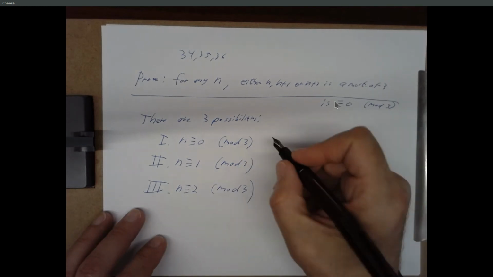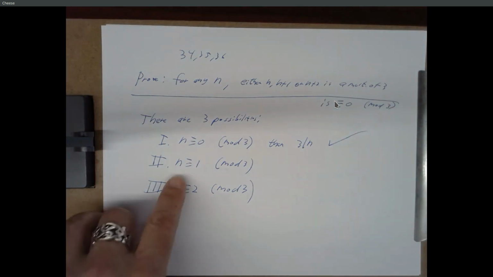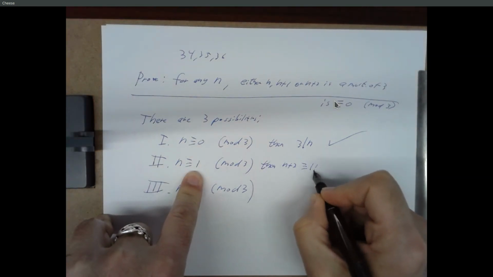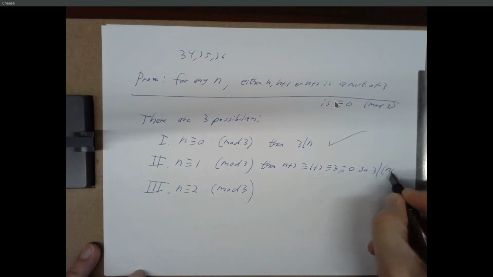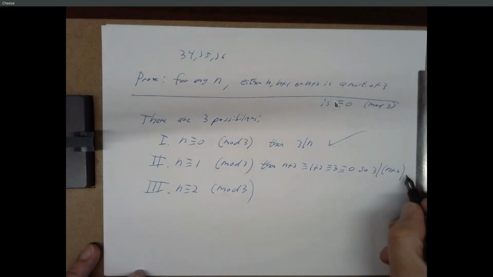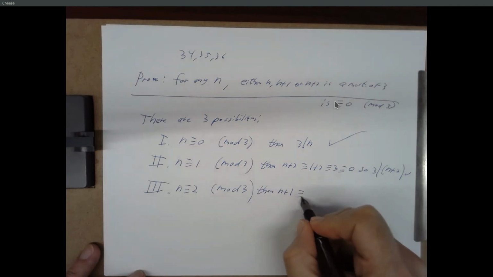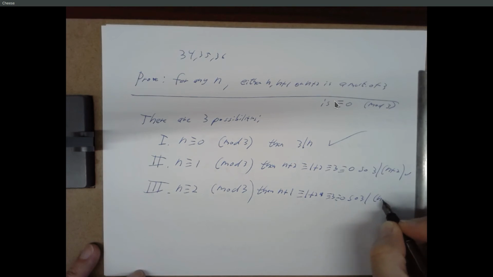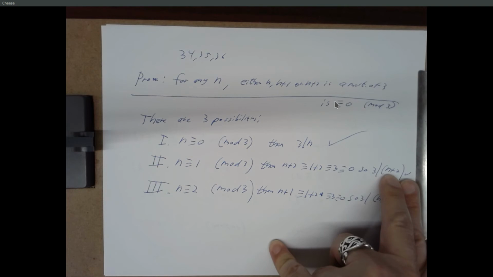Well, if n is congruent to 0, then n is divisible by 3, and we're done. If n is congruent to 1, then n plus 2 is congruent to 1 plus 2, which is 3, which is 0. So 3 divides n plus 2. So n plus 2 is a multiple of 3. And if n is congruent to 2, then n plus 1 is congruent to 2 plus 1, which is 3, which is 0, so 3 divides n plus 1. So there are only three possibilities, and in each possibility we showed that 3 divides either n, n plus 1, or n plus 2. That proves the theorem.